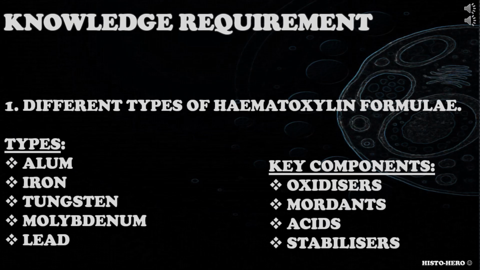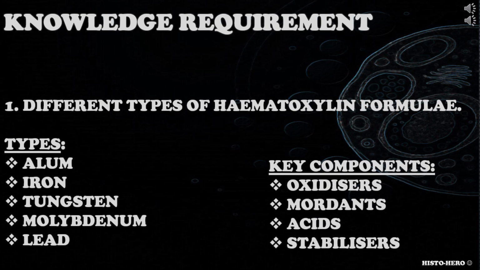Let's have a look at the first knowledge requirement, which is for you to know different types of hematoxylin formulae. What are different types of hematoxylin formulae? Can you name examples for each? How do they differ and when would you use each one of them? What staining methodology are they used in?